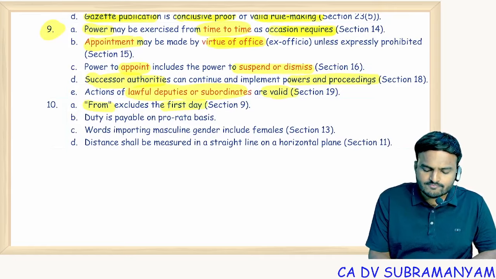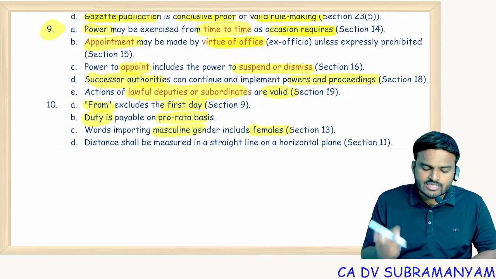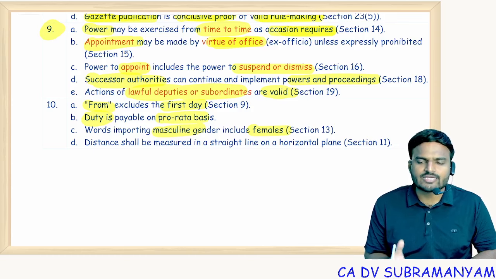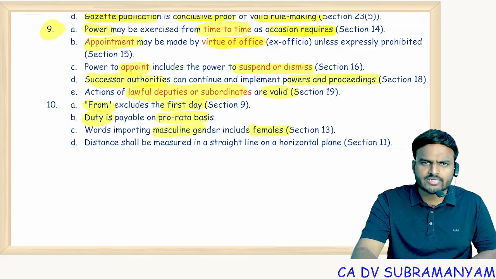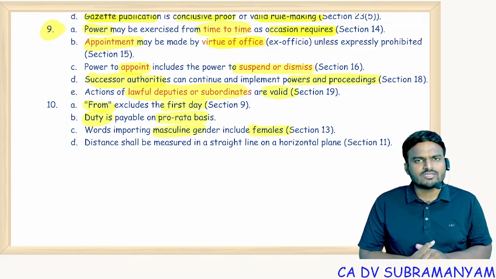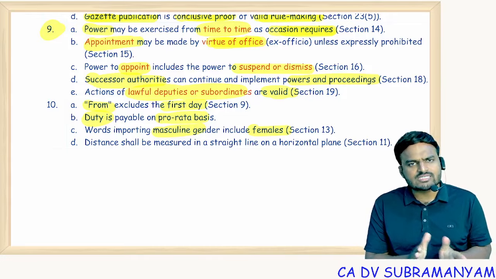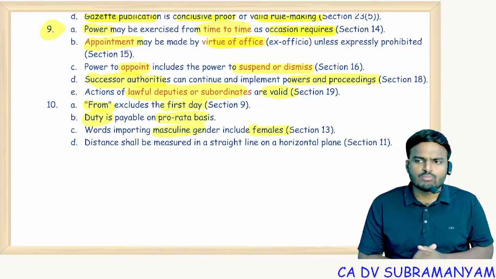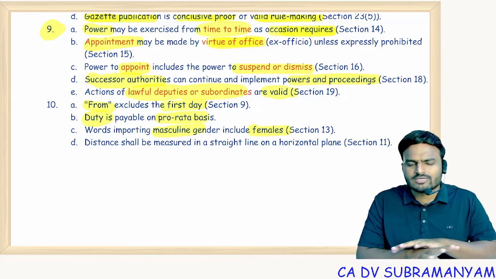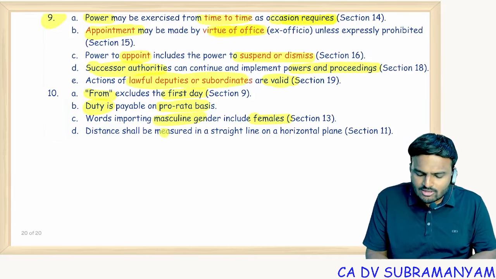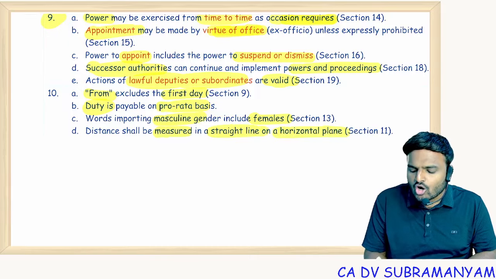From excludes first day. Duties can be calculated on pro rata basis. Male includes female, singular includes plural unless expressly mentioned. Like, woman director. There woman means not men. Getting my point. Next one, previous year. Their singular means not plural. Previous year means previous year only. Bullock cart. Bullock cart means bullock cart. It will not include cow cart. Getting it? Next one, distance shall always be measured in straight line on a horizontal plane.